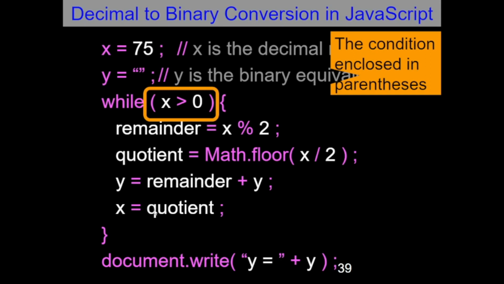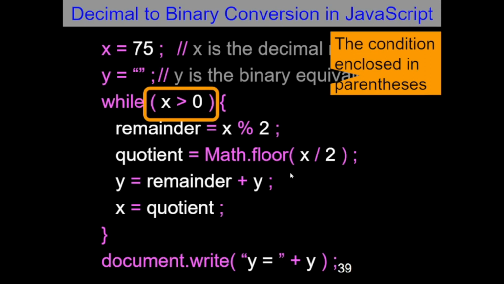Now, if the test condition is false, that means x is not greater than 0, maybe x is minus 1 or minus 2, then it will terminate the while loop, and the control, the compiler or the interpreter, will come to the line after the loop. It will follow the statement next to the while loop, that is document.write y. That means it will print whatever value is stored in the variable y. So the y will get printed. This was the whole working explanation of how the while loop works.